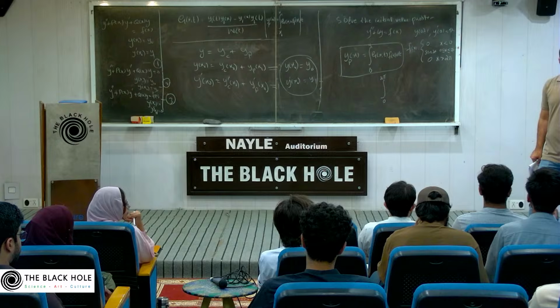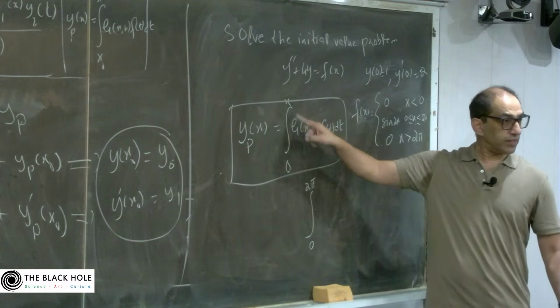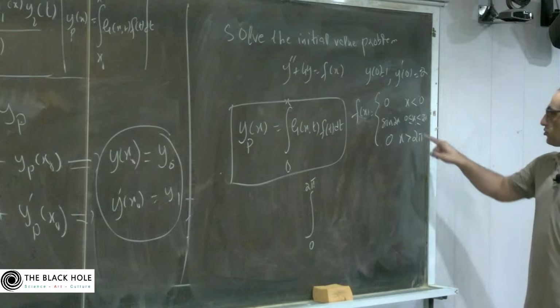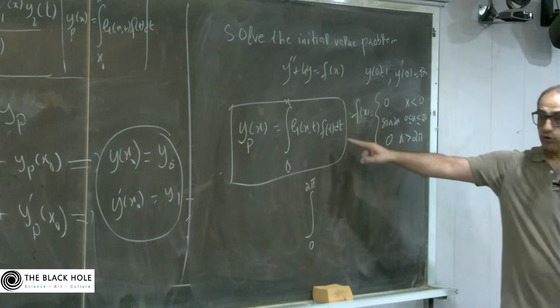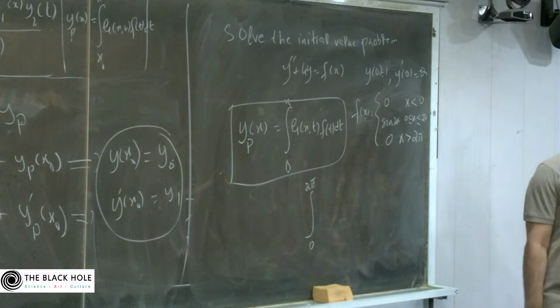Yeah. Sir, actually, yes, we can. So x greater than or equal to 0 and less than or equal to 2 pi. So now I can plug in sine of 2t and solve it. Okay.